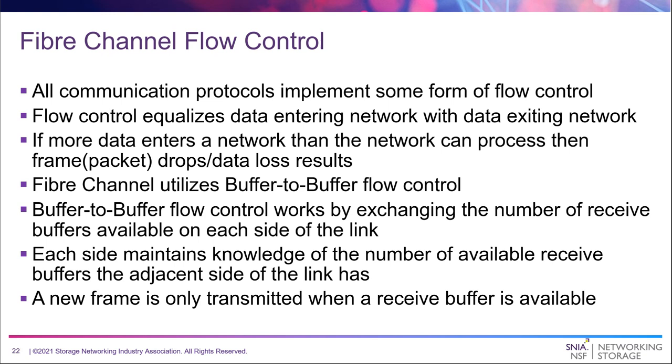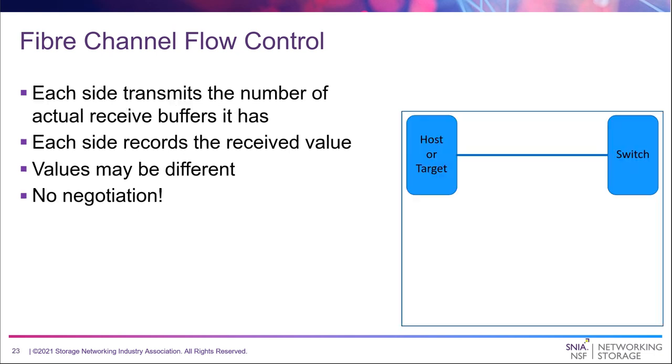And flow control, the Fibre Channel flow control mechanism called buffer-to-buffer credit flow control, is what achieves that. Buffer-to-buffer credit flow control is a hop-by-hop, link-level protocol that exchanges the number of receive buffers available on each side of the link. These are physical receive buffers that can hold a whole frame, regardless of size. Each side maintains knowledge of the number of available receive buffers the adjacent side of the link has, and a new frame is only transmitted when the transmitting side knows that the receiving side has a buffer available.